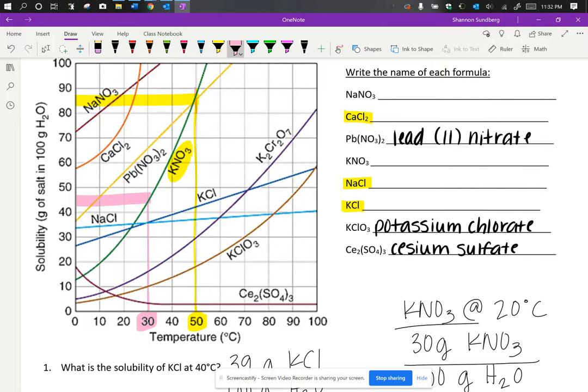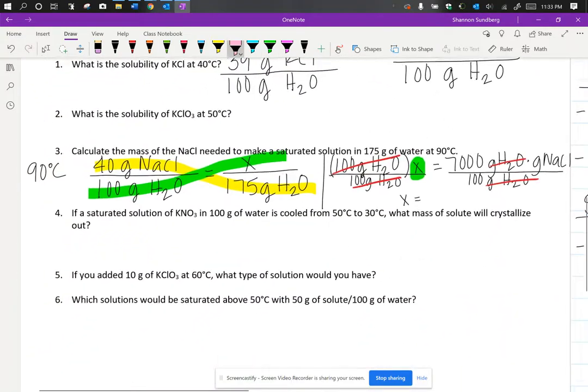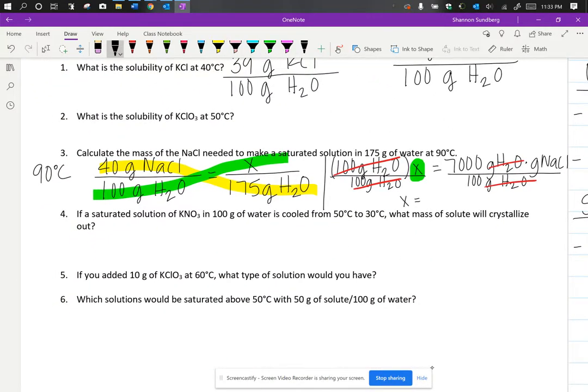And then at 30 degrees, we could say that's about 44, 45-ish. You're eyeballing it, so I'm not going to be too much of a stickler about that. So at 50 degrees Celsius, we're going to say about 89 or 88 grams of KNO3, okay, is the solute. And then at about 30 degrees Celsius, I'm going to say maybe 45 grams KNO3. So I want to know what's going to crystallize out. I'm not solving it. You solve it, you tell me.